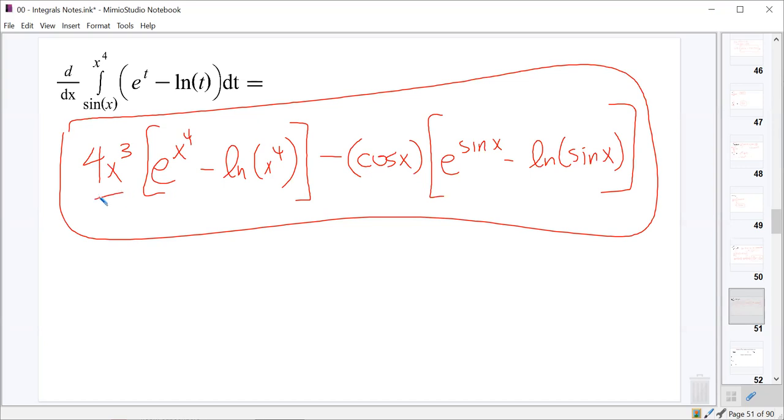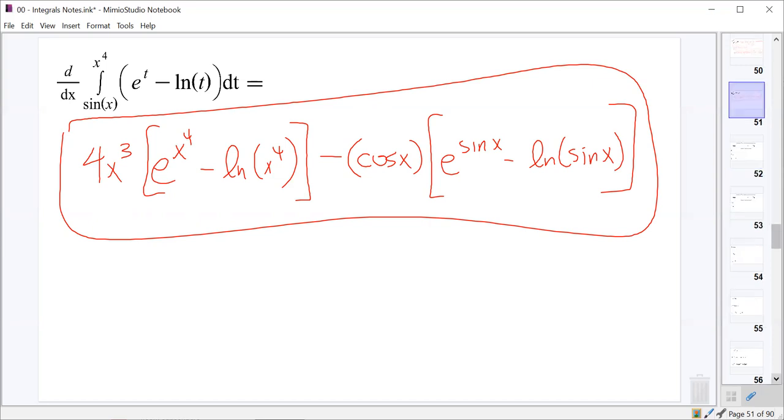Make sure you multiply by the derivative of that upper limit, and then subtract the original function evaluated at the lower limit, and make sure you multiply by the derivative of that lower limit. And that's about as difficult as these fundamental theorem of calculus problems.